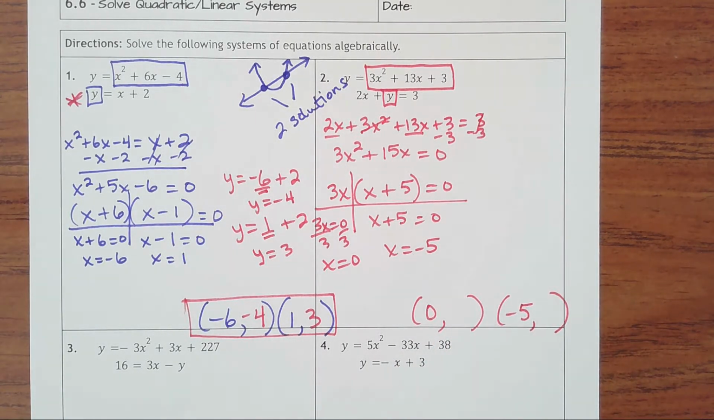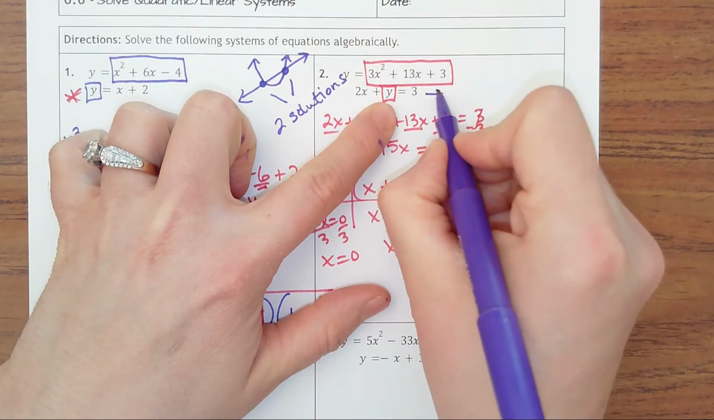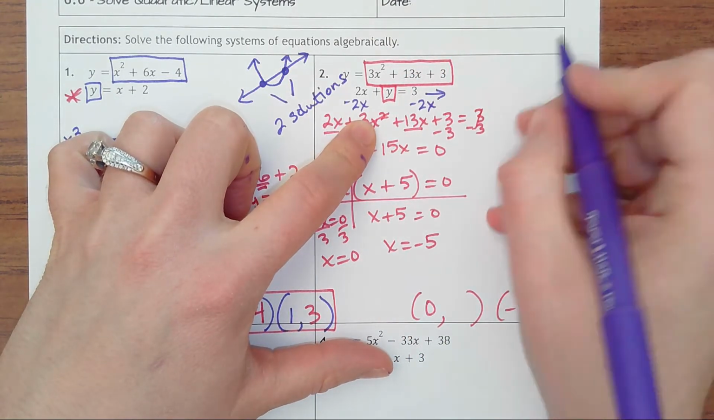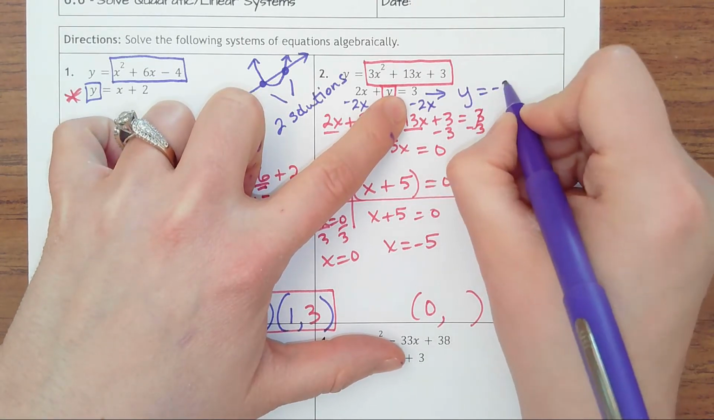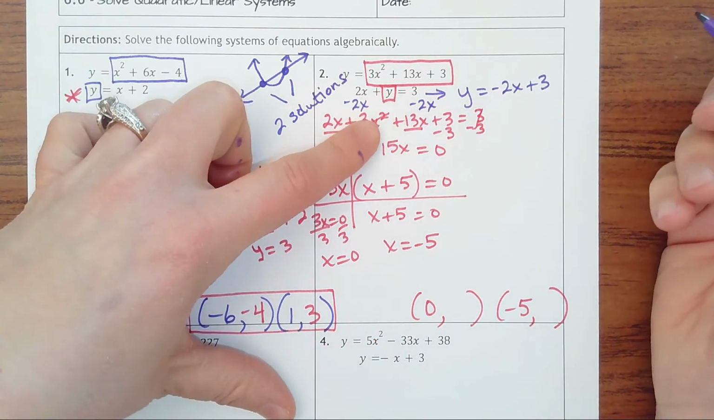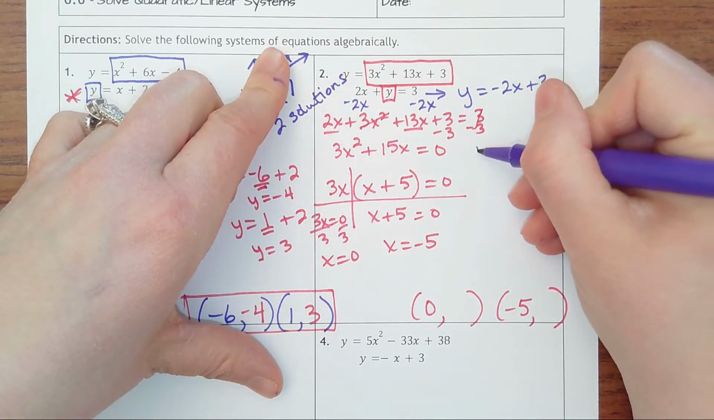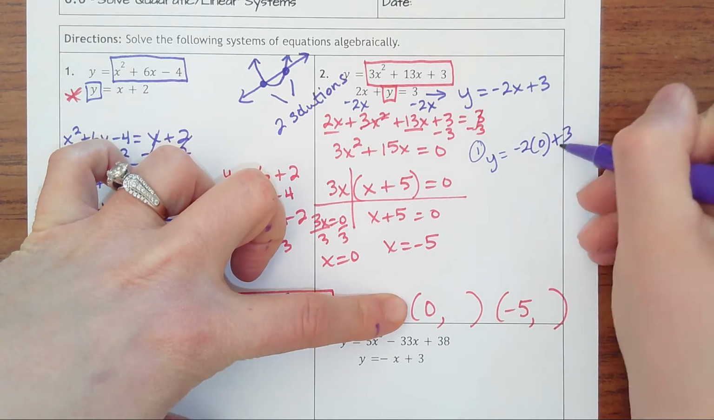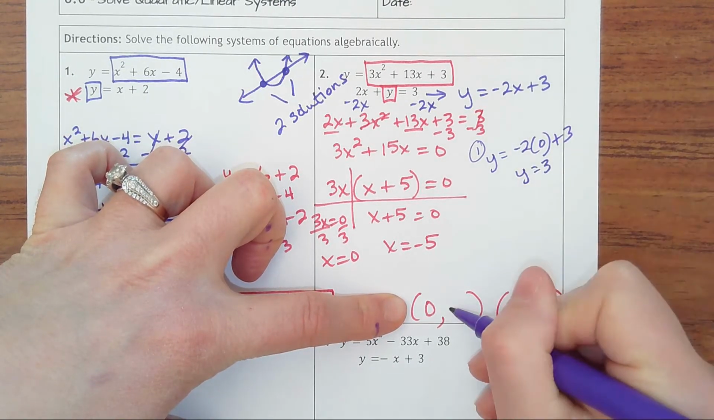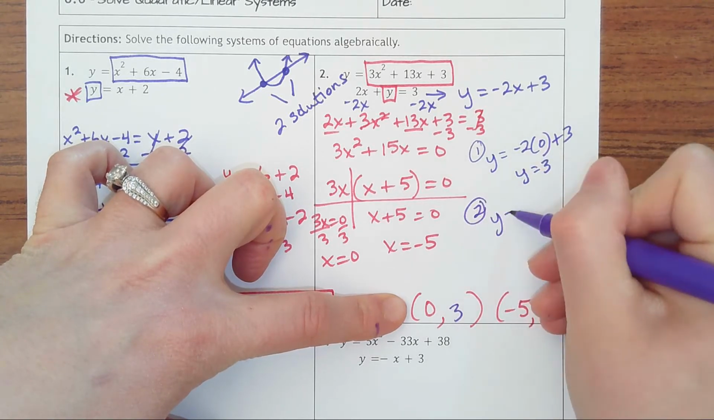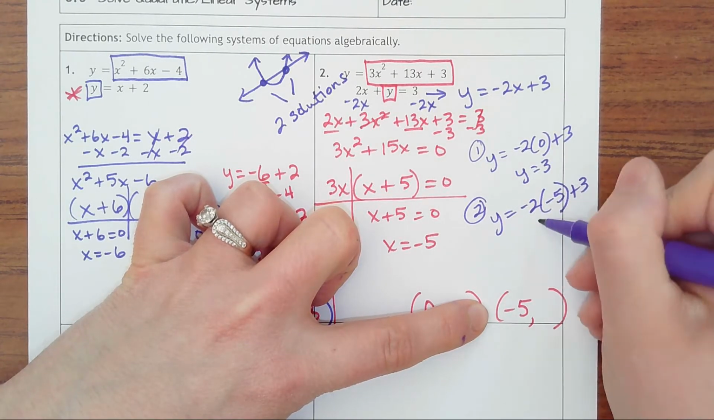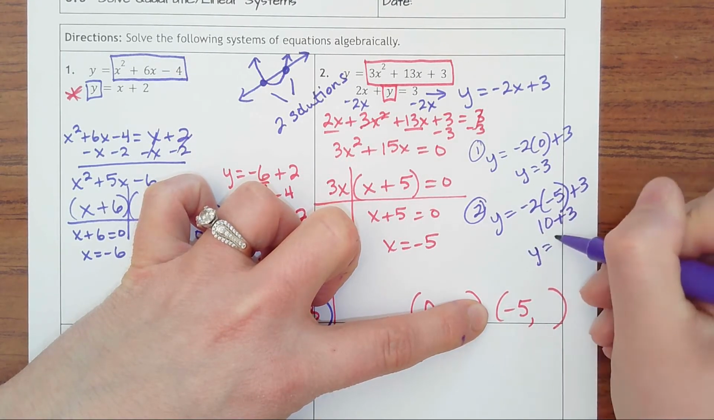Now I just have to figure out what y is. And you could plug it into here, or what might be easier is to take this guy and solve it for y, meaning I'm going to subtract the 2x over, so that y equals negative 2x plus 3. That might be faster, you don't have to. So my y, for the first one, my y will equal negative 2 times 0 plus 3, which is 0 plus 3 is 3. And my second one will be y equals negative 2 times negative 5 plus 3, which is 10 plus 3, or 13.